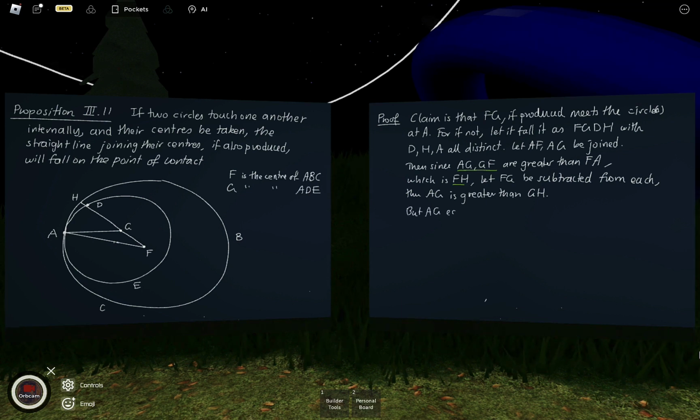but AG equals AD, because G is the center of that inner circle. So AD is greater than GH, lesser to greater, because D is on the line between F and H, because the one circle is internal to the other, and that's the contradiction. So this contradiction shows that in fact D, H and A cannot be distinct, and A must be the point at which FG, if produced, meets the outer circle.